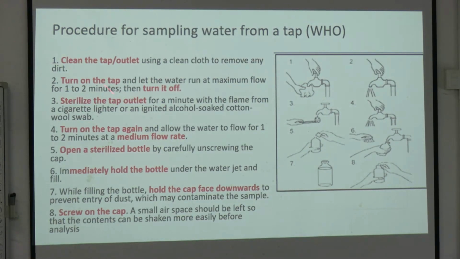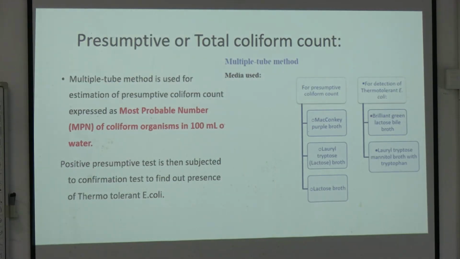You have to sterilize the tap outlet because you don't know what organisms are there. Either you soak it with an alcohol swab and then turn the tap again, and then you let water flow for 1 minute and then you collect the water. So this is how you should do the post flush technique.